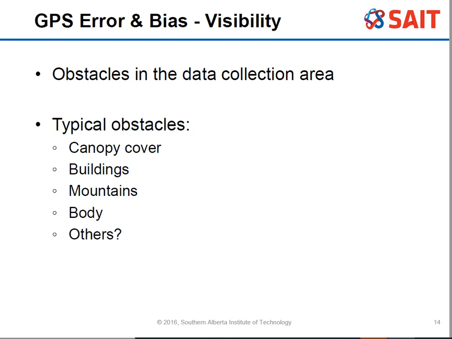Some typical obstacles you'll see are trees, buildings, mountains, a body. So if you're standing in the way, that's often an issue, especially if you're dealing with a handheld GPS. I don't suggest running around with it above your head. Just try your best to hold it out a little bit so that you're not a complete boundary to it. If you have a vehicle and you park your vehicle beside it, it's going to affect the visibility as well.